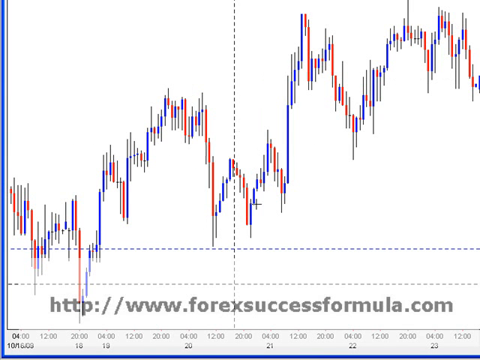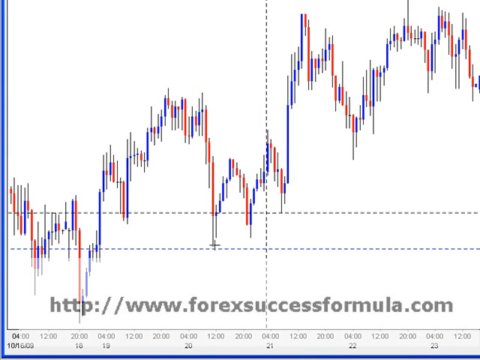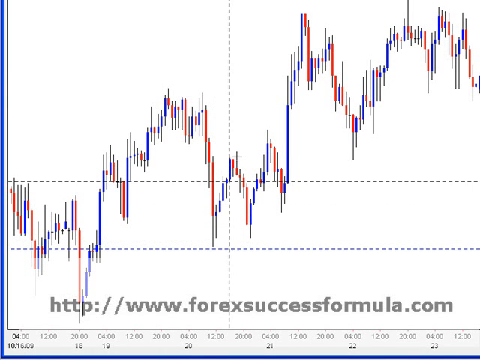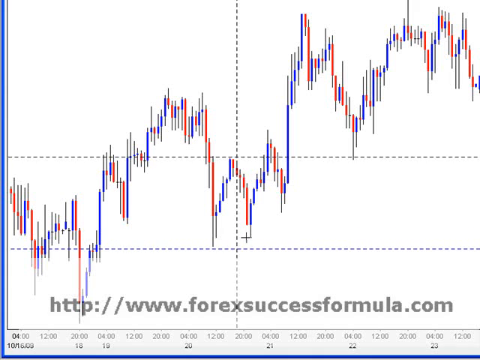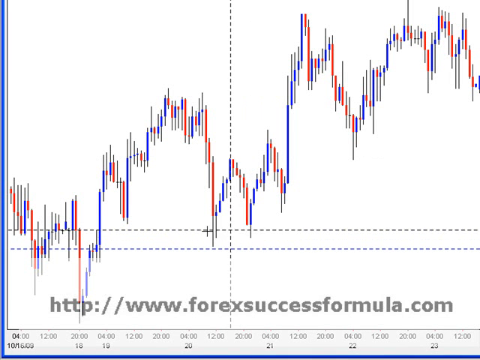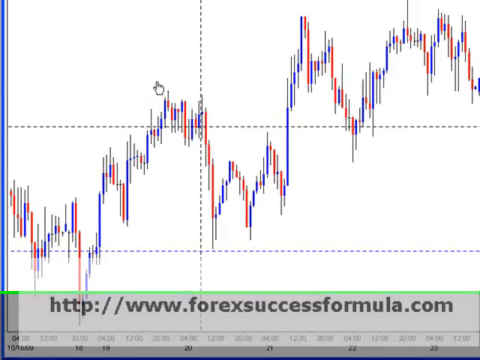Similarly, this kind of formation is called a double bottom, where it makes a low, then reverses to make a high but couldn't, then tries to break this level again but couldn't, and then reverses. This is called a double bottom.